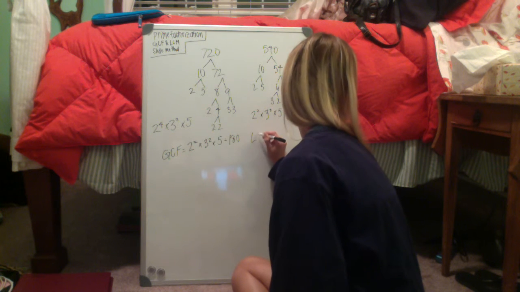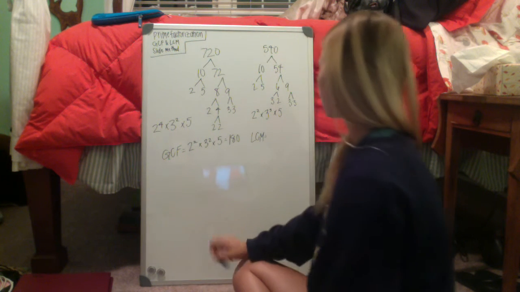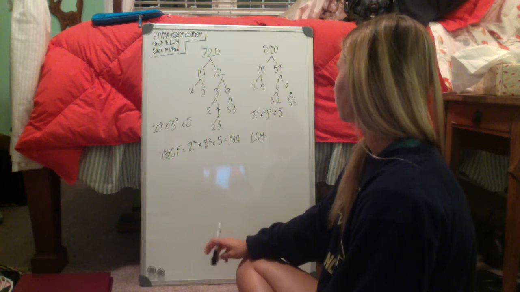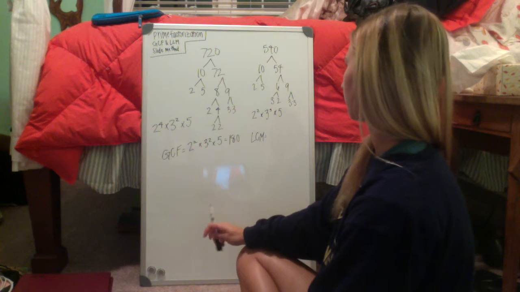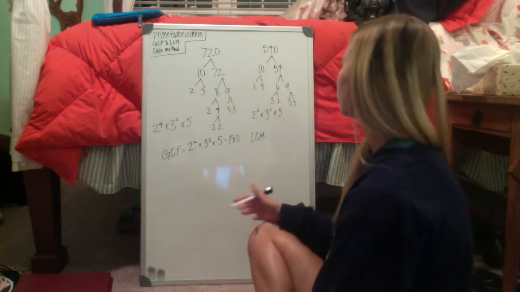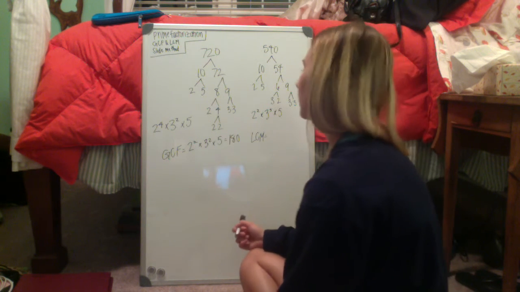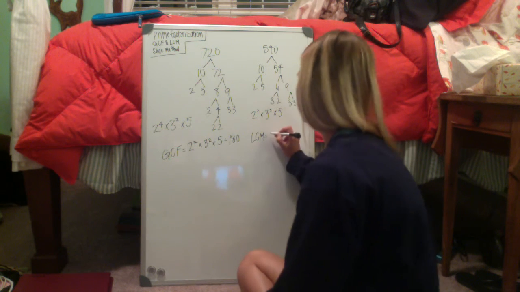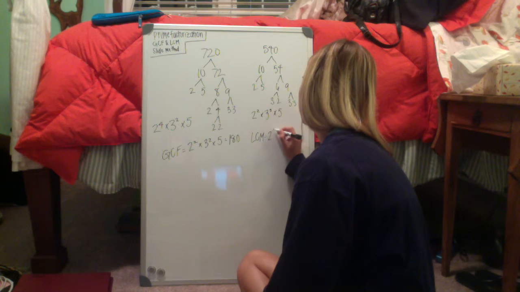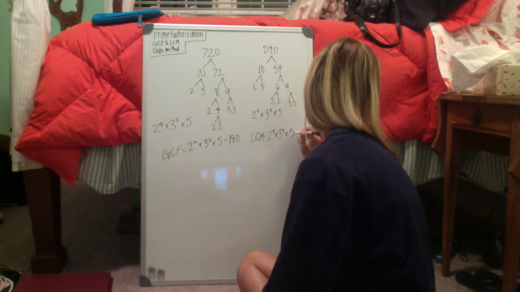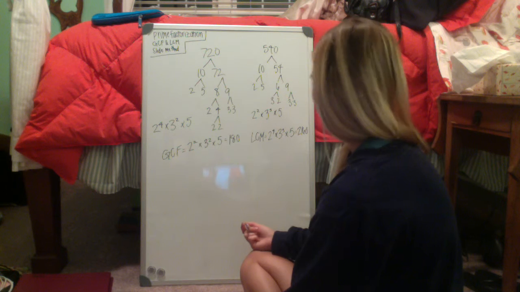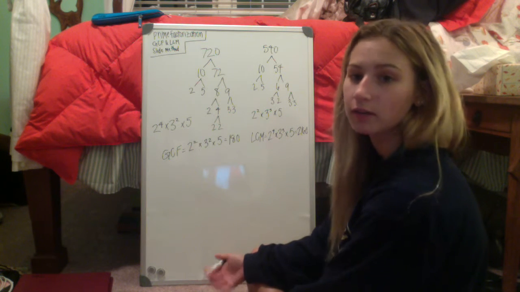Well, what about the least common multiple? The least common multiple is the lowest multiple that both numbers have in common. So we would take the greatest exponent that they have. So it'd be 2 to the 4th times 3 to the 3rd times 5, and that equals 2,160.